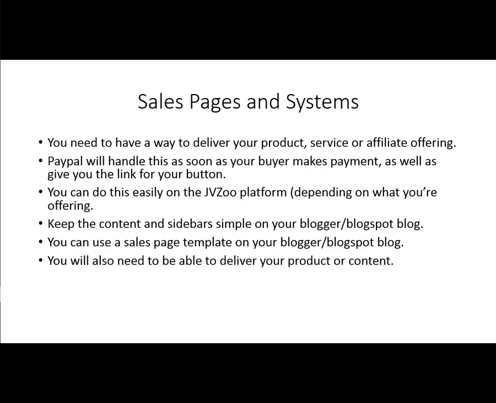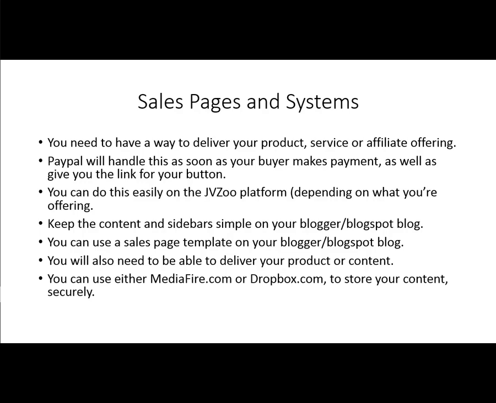Now, you will obviously need to be able to deliver your product or your content. That means you're going to have to house whatever it is that you're selling someplace. Now, in order to house the file or to host the file, you can use Mediafire.com or Dropbox.com to store that content securely and then to deliver the link inside of PayPal when the buyer buys. Okay, now remember, you can do all of this inside of JVZoo, and a lot of these things will be invisible. Remember that. Now, if you choose not to use JVZoo, you can do it this way. You can store your file on Mediafire.com. You can also store it on Dropbox.com.